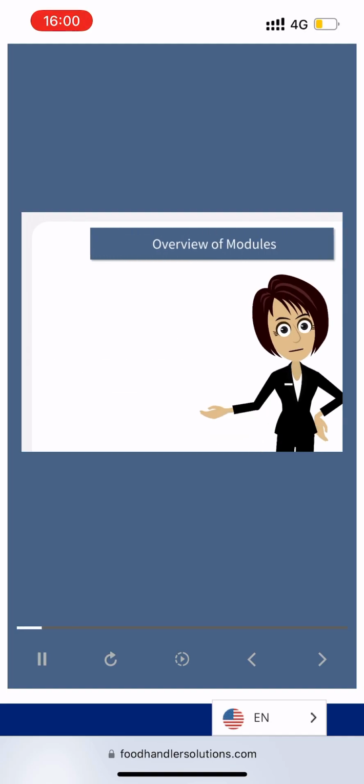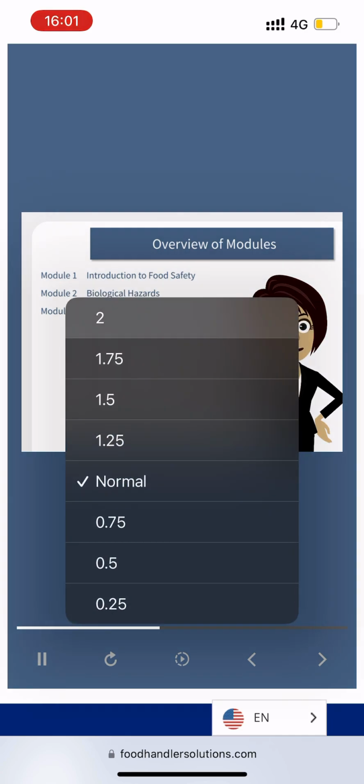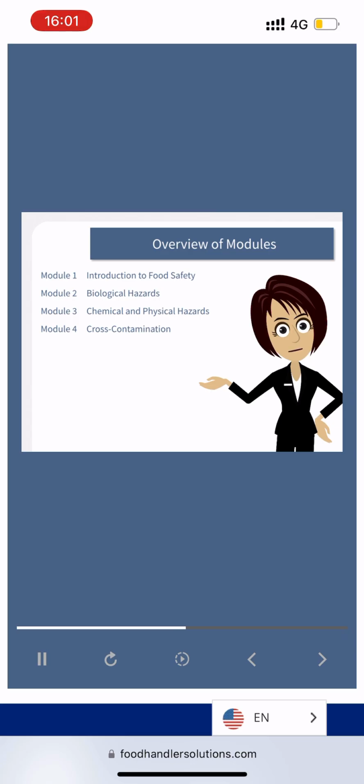Overview of modules. Module 1, Introduction to Food Safety. Module 2, Biological Hazards. Module 3, Chemical and Physical Hazards. Module 4, Cross-Contamination. Module 5, Personal Hygiene. Module 6, Receiving and Storage. Module 7, Preparing, Cooking, and Serving Food. Module 8, Cleaning and Sanitizing.